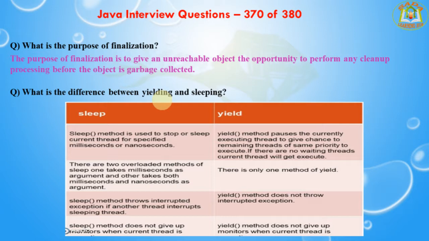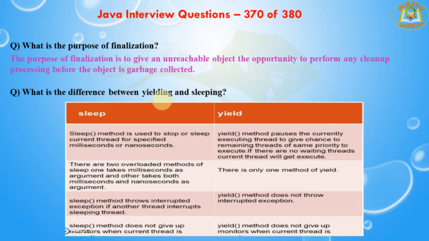The sleep method is used to stop or sleep the current thread for a specified number of milliseconds or nanoseconds. The yield method pauses the current executing thread to give a chance to the remaining threads of the same priority to execute. If there are no waiting threads, the current thread will be executed.